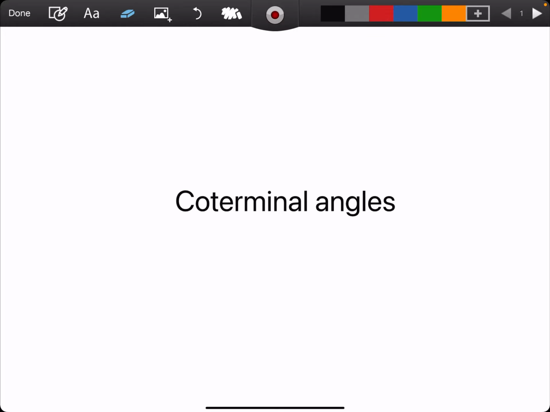Right, coterminal angles. They are angles that end with each other. Right? So there are angles that end with each other. Terminal meaning end, co meaning with. So they're angles that end with each other.